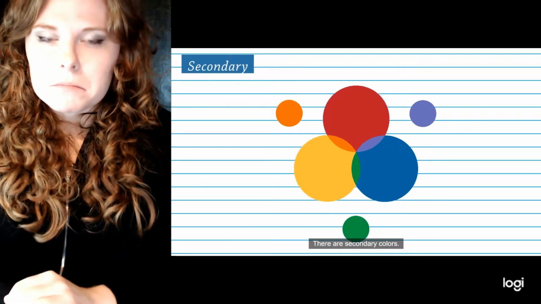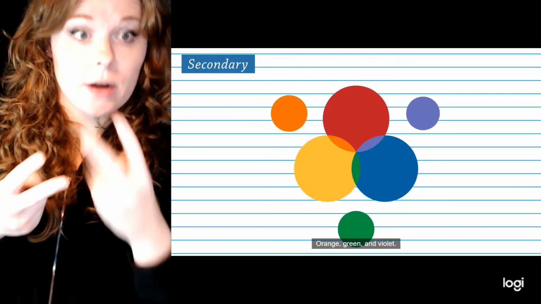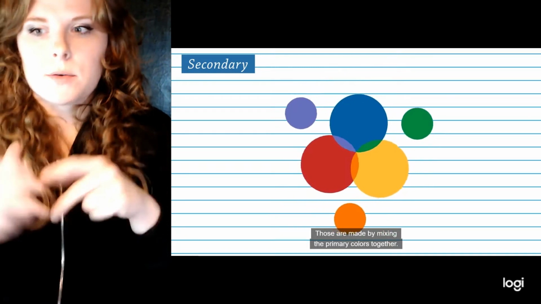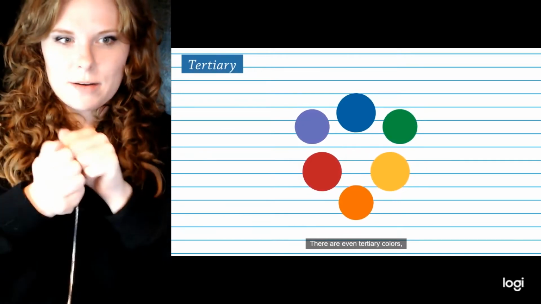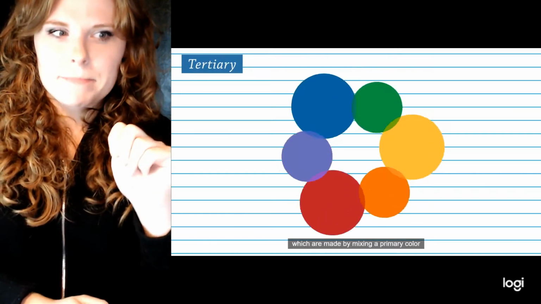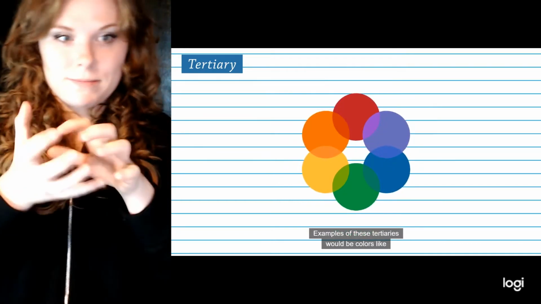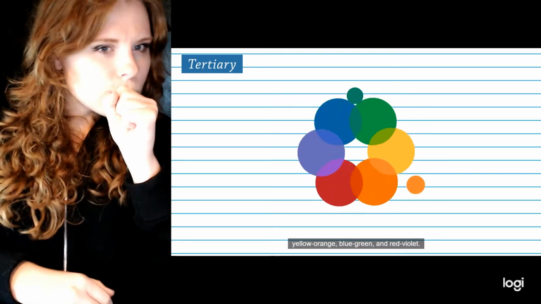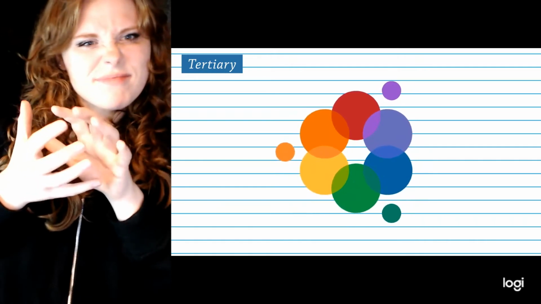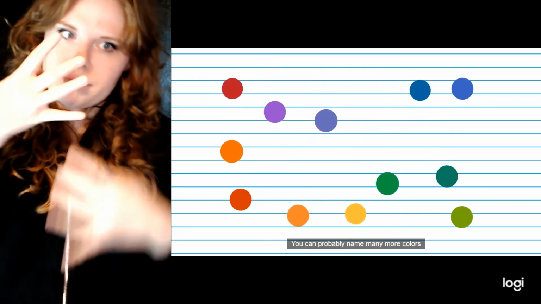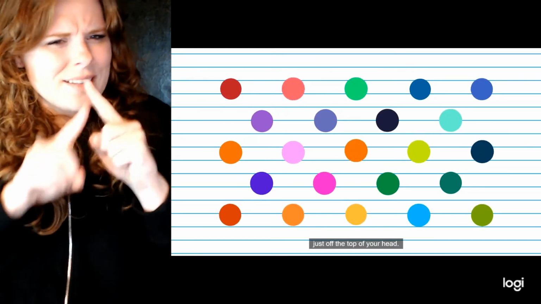There are secondary colors, orange, green, and violet. Those are made by mixing the primary colors together. There are even tertiary colors, which are made by mixing a primary color with a secondary color. Examples of these tertiaries would be colors like yellow-orange, blue-green, and red-violet. In fact, the possibilities for color are endless. You can probably name many more colors just off the top of your head.